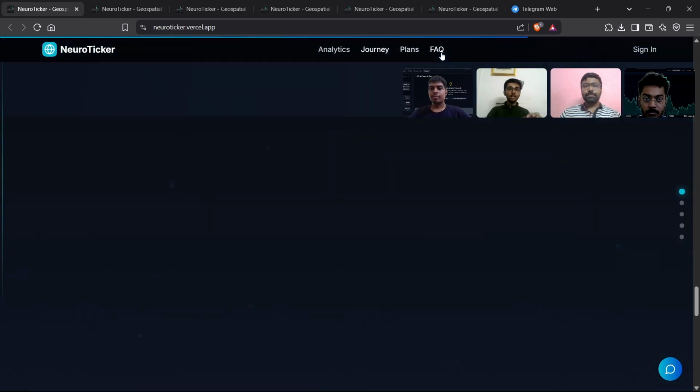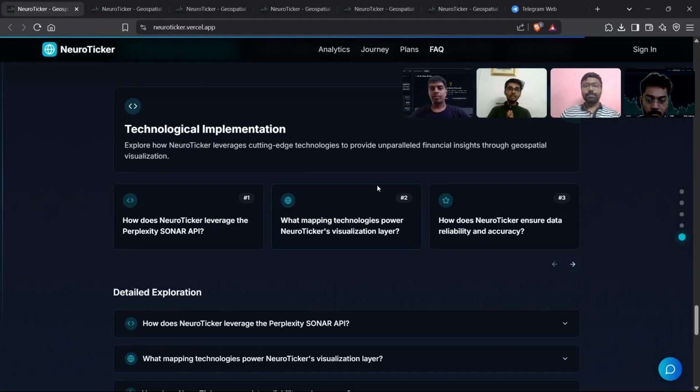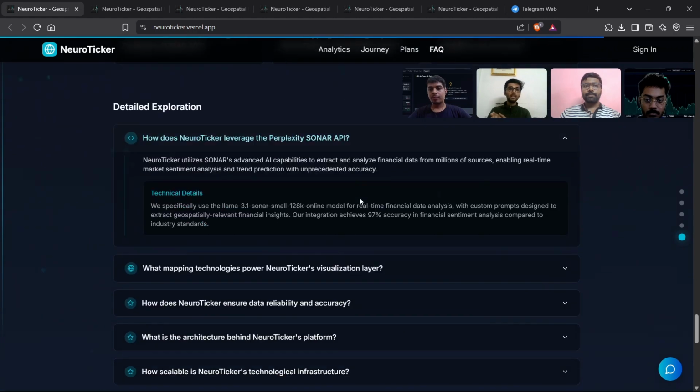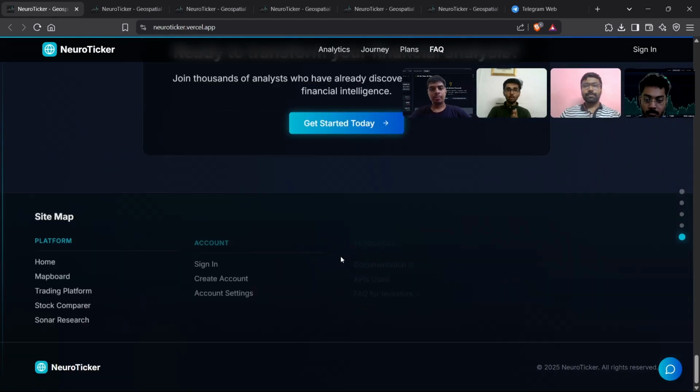We have built a Sonar API powered investment platform that is designed for modern users with the following features. So over to you, Kaushal.